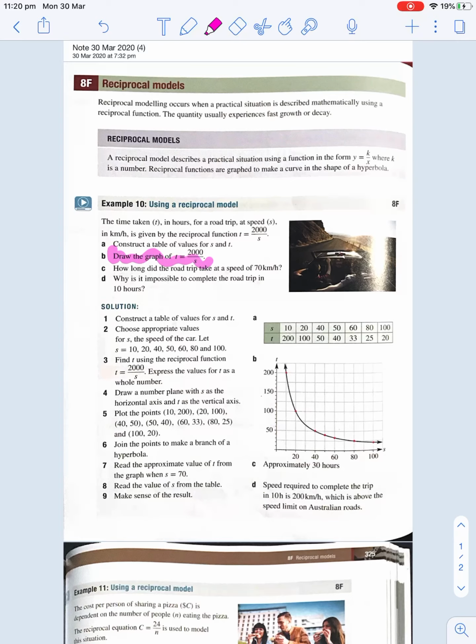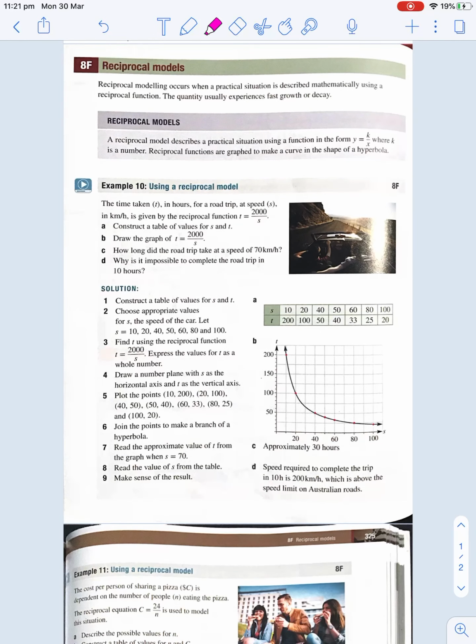Okay, so now we've got to draw the graph of this. So we're going to use our table of values to graph this. So you can see here that they're graphing the several points that they're getting, and they get that sort of hyperbola looking shape, which is expected. How long did the road trip take at a speed of 70 kilometers per hour?